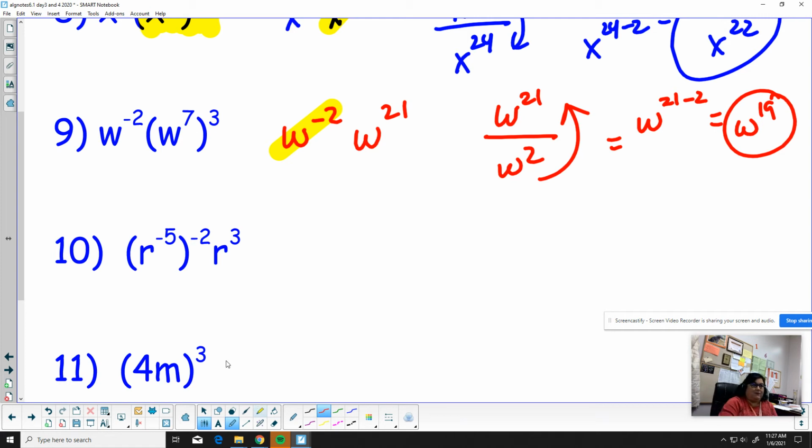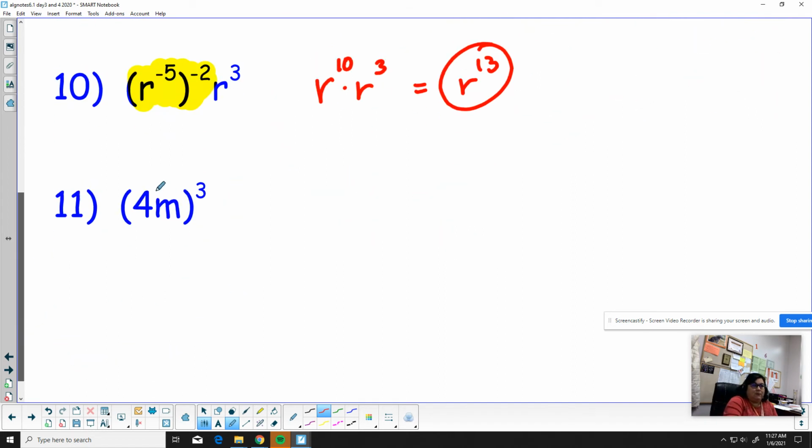Good. All right, here I'm going to multiply these two. So that's r to the 10 and r to the third, and those are multiplied, so I add exponents. My final answer there is r to the 13. Okay, so this is power to a power, so I'm raising both of these to the third power, so I'm going to multiply by 1 on each. So 4 to the third, m to the third, and let's see, 4 to the third is 64, I think. Let me make sure. Yeah, it is. That's my answer.